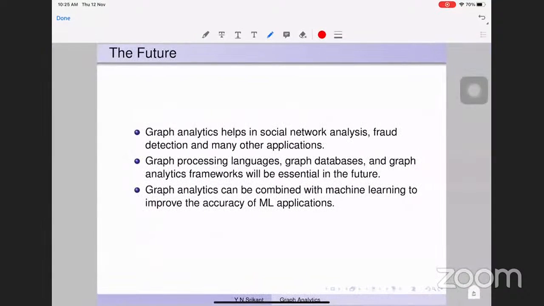So that brings me to the end of my lecture, the future. So graph analytics helps in social network analysis, fraud detection, and many other applications. So graph processing languages, graph databases, and graph analytics frameworks will be essential in the future. And graph analytics can be combined with machine learning to improve the accuracy of ML applications.